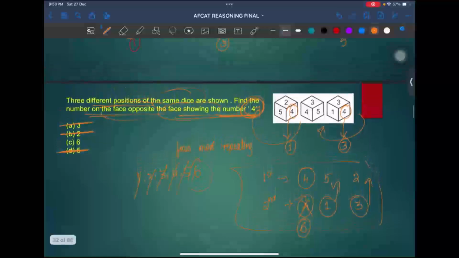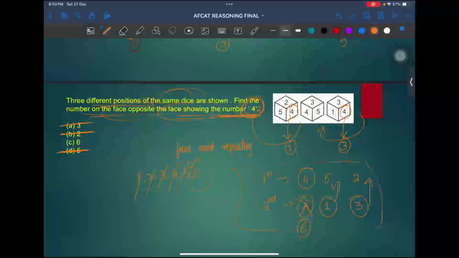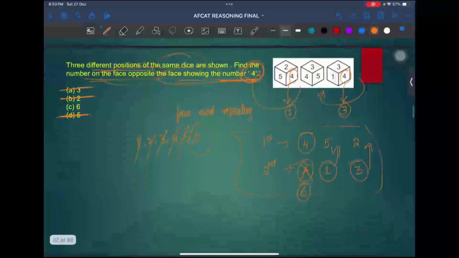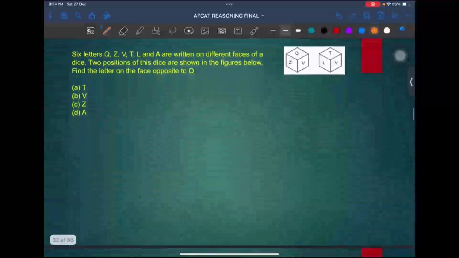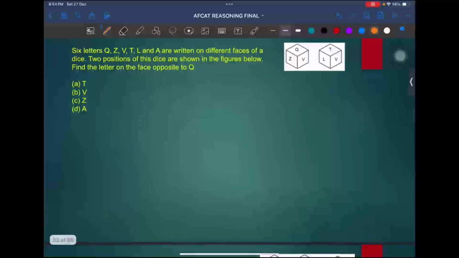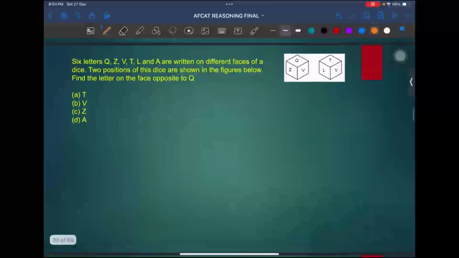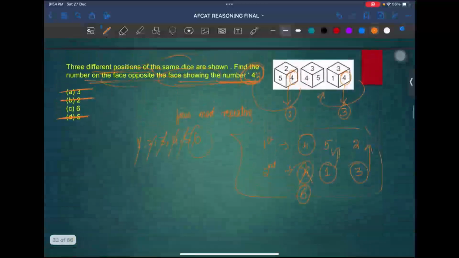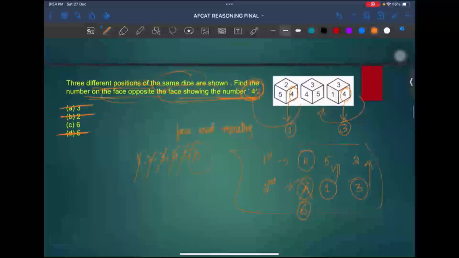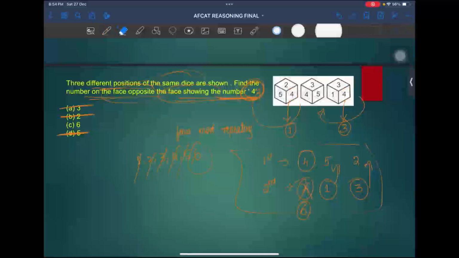Are you able to understand this topic? How to find the common number and try to get the opposite value? If yes, solve this question. Sir, we can directly say that the numbers are 2, 4, 5, 5, 4, 3. The missing number is 6. We can say directly by seeing the question, but sometimes you can't directly judge.